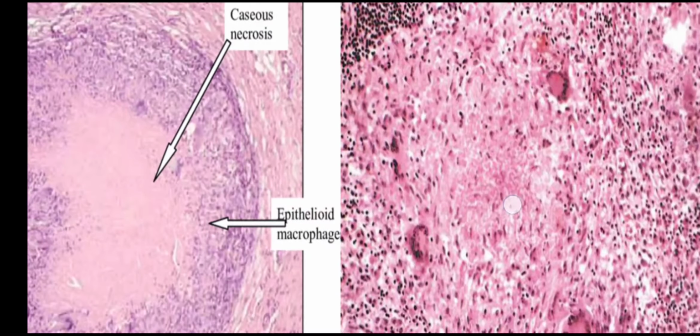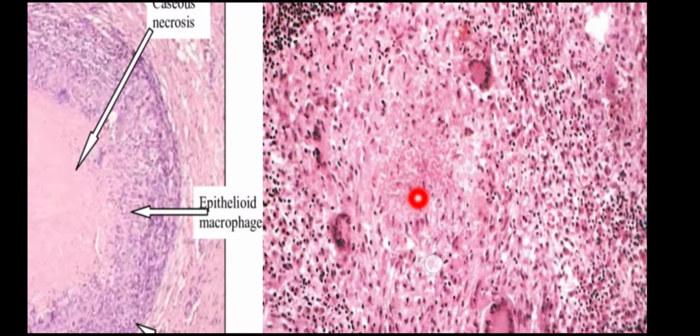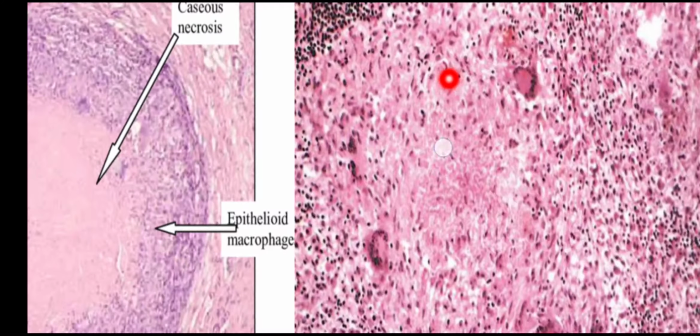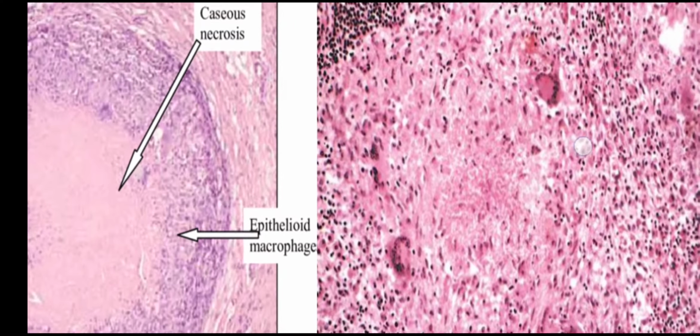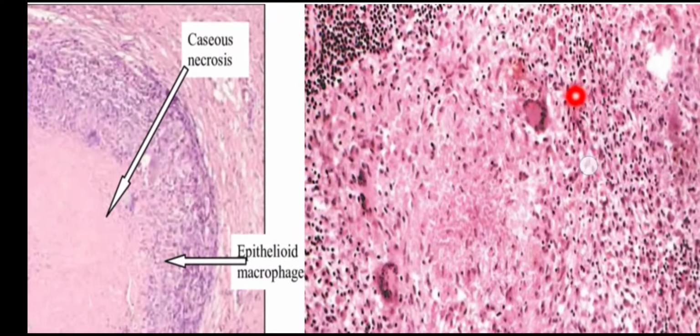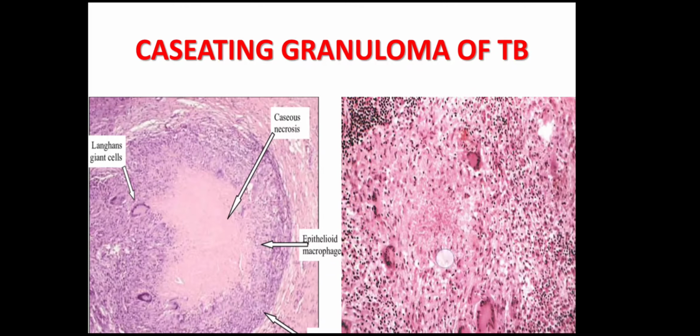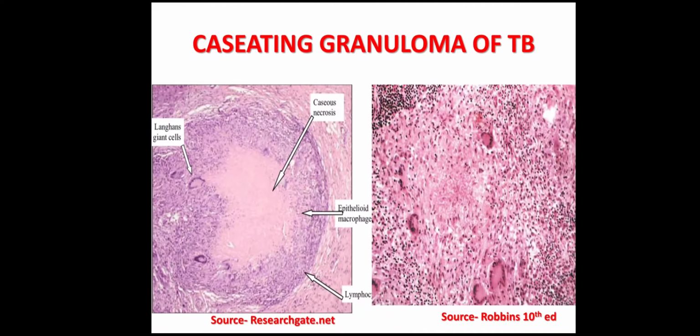Again, this picture is from Robbins. It shows a central area of caseation necrosis, and these epithelioid cells which are activated macrophages, and these are giant cells. These dot-like things, all these are lymphocytes. These darkly stained circular small nuclei are all T lymphocytes. Again, this is lymphocytes, and the central caseation necrosis is the most important feature to diagnose caseating granuloma of tuberculosis.